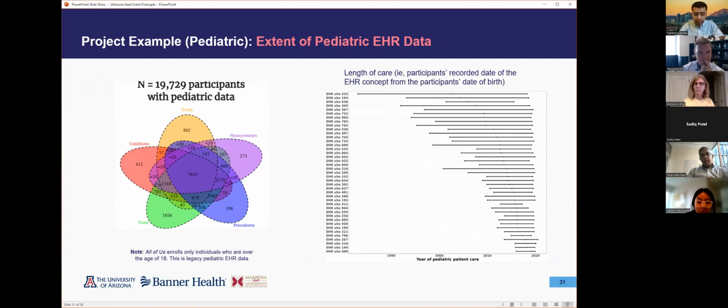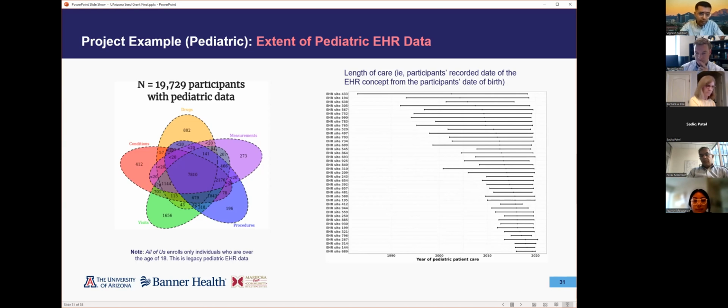So all the study as such enrolls people or individuals of age 18 or greater. We do not enroll anybody less than 18, but we do have legacy or retrospective pediatric data from the EHR. So this particular demo project is looking at the extent of pediatric EHR data. And we found that we have close to 20K pediatric data as of last year. This may have gone up a bit more.